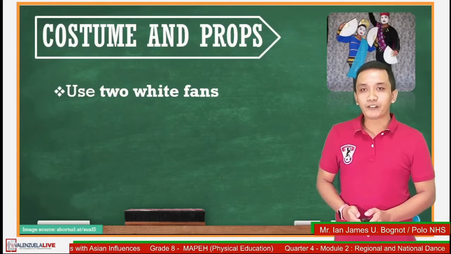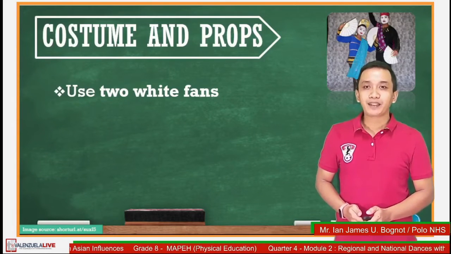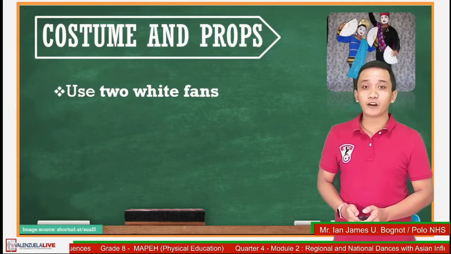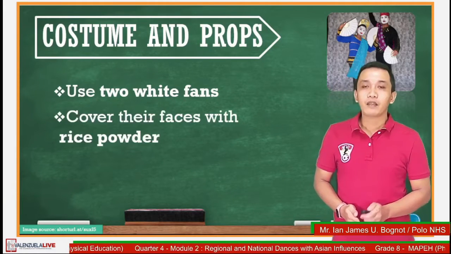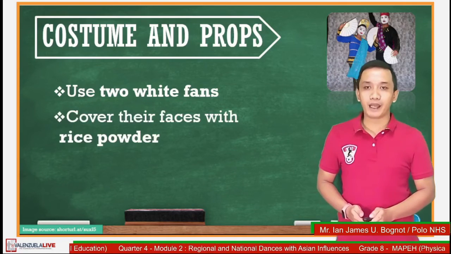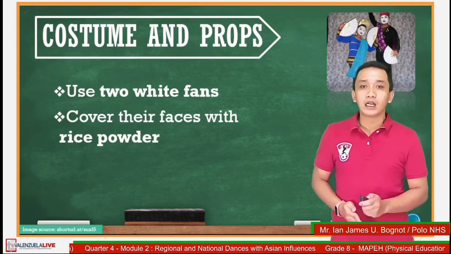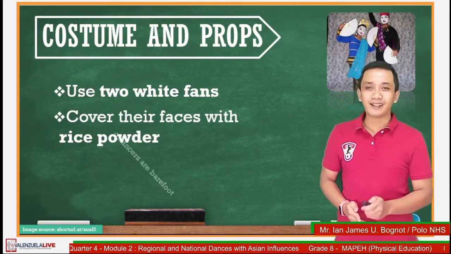As part of their costume and props, they use two white fans to resemble the leaves of the pomelo tree. The performers, especially women, dance with faces thickly covered with fine ground rice powder. They dance barefooted.